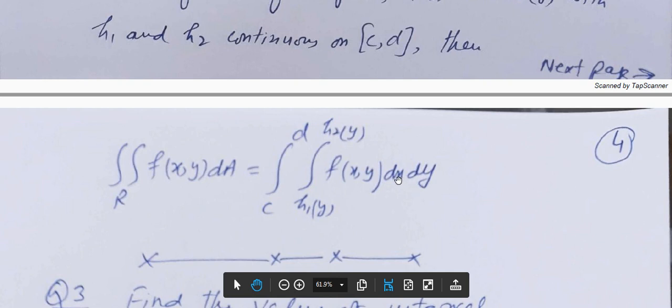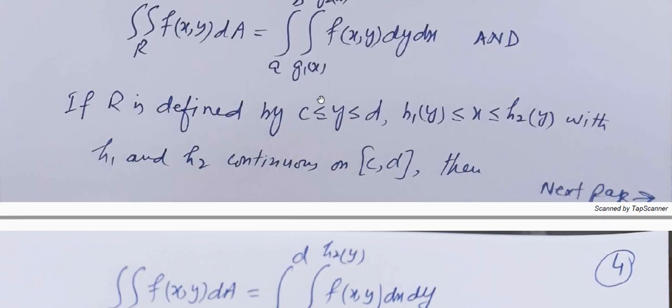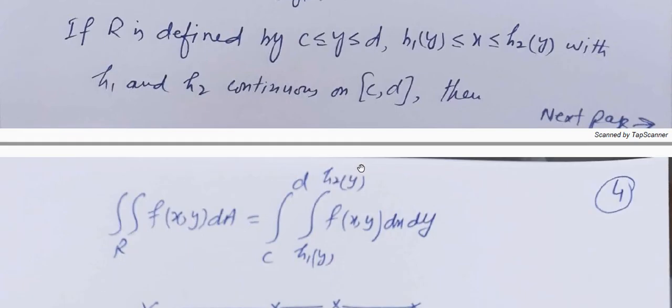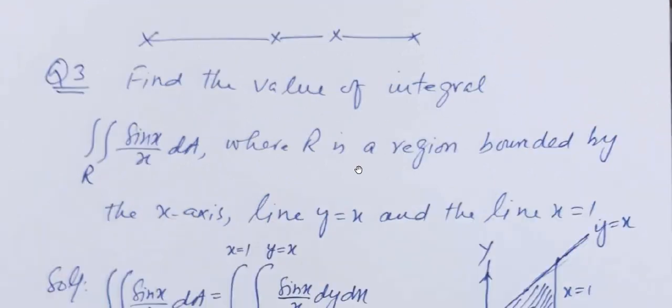So it means this now is the limit for x and this is the limit for y. Now first we integrate with respect to x, and then later on we will integrate with respect to y. So sometimes we will use this formula, sometimes we will use this formula. Actually it depends on the region, what region is given, so accordingly we will use the formula.